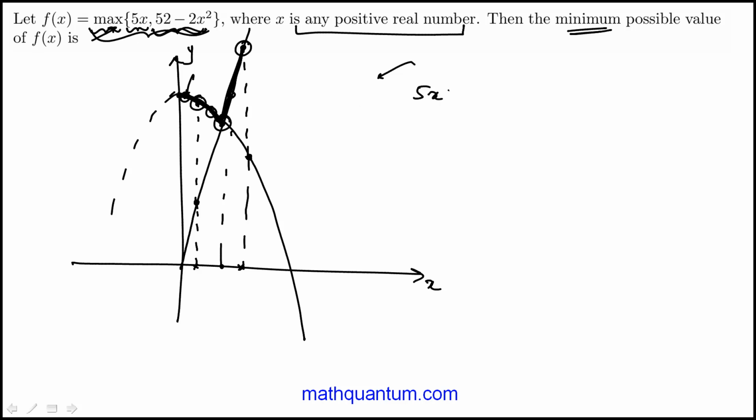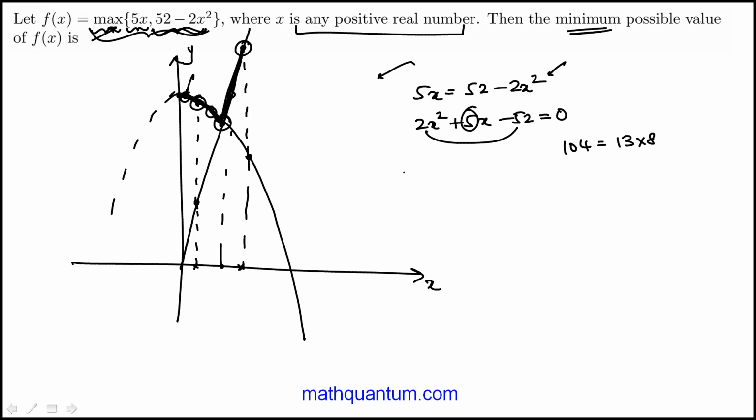And how do we find the intersection? Well, we equate those two, because here both y values are the same, and we can find out the corresponding x value. So that would be this quadratic. 2 times 52 is 104. And I've seen this before. 13 times 8 is 104, and that's a difference of 5.